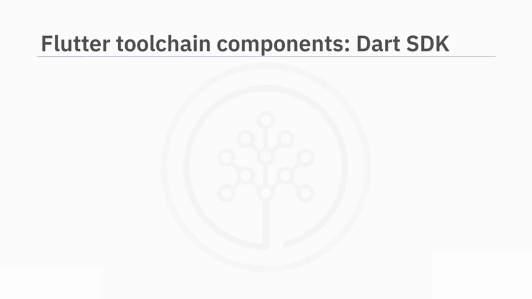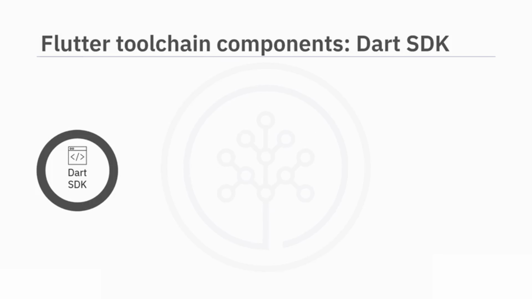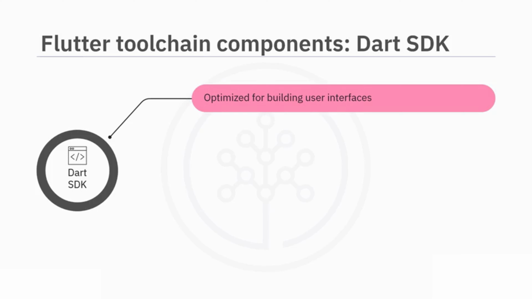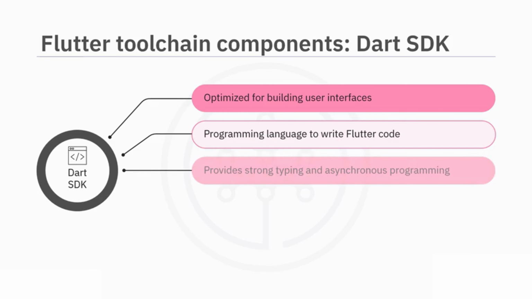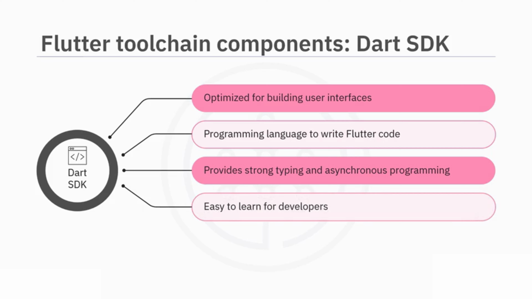One of the important components of the Flutter toolchain is Dart SDK, which is optimized for building user interfaces. Dart is the language used to write code for Flutter applications. It provides strong typing, asynchronous programming, and a rich standard library. The syntax of Dart is easy to learn for developers with experience in other languages such as JavaScript or Java.